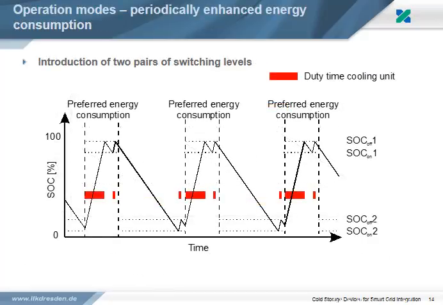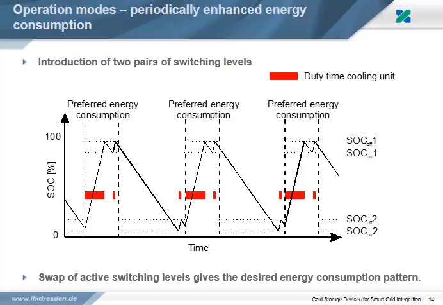As an example, we can introduce two pairs of switching levels. One pair near full charge of the cold storage and one pair close to the discharged state of the storage. If there are now preferred energy consumption times like the night in case of night tariffs or the day in case of utilization of PV energy, one simply has to swap the activity of the switching level pairs. The result of this operation mode will be the desired energy consumption pattern. The predominant fraction of the energy consumption takes now place in the preferred times. In our demonstration model, we implemented this operation mode using the real-time clock of the microcontroller.